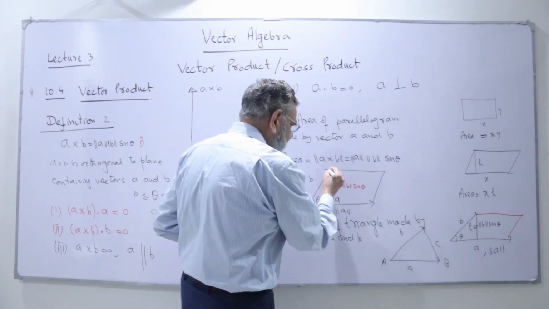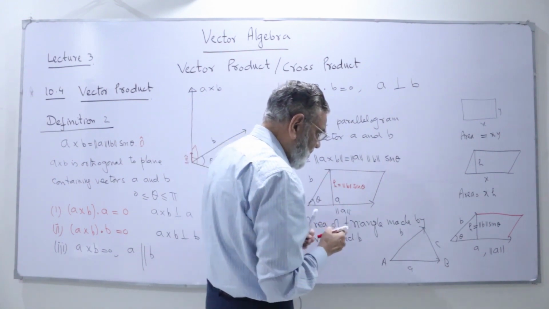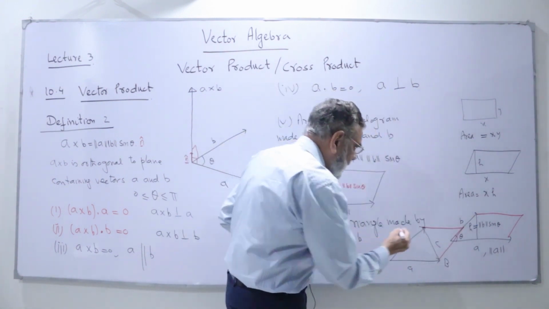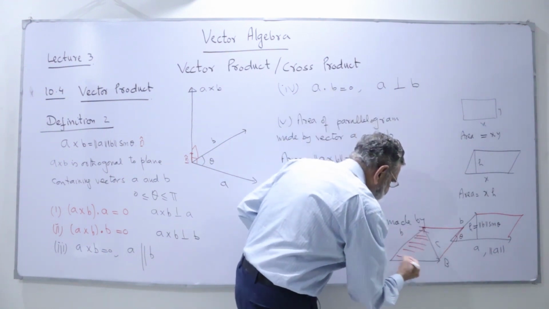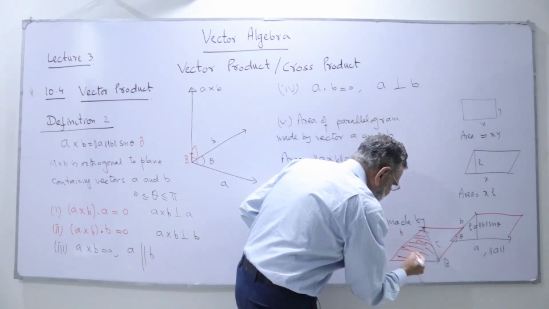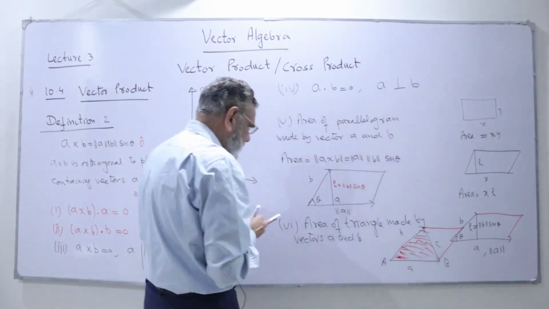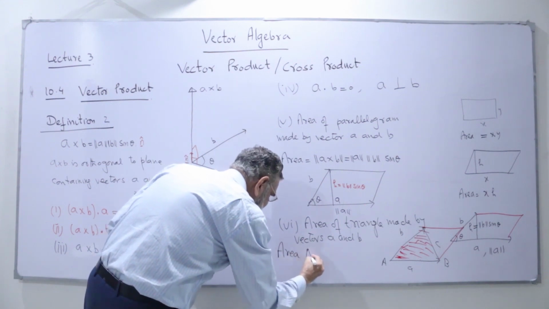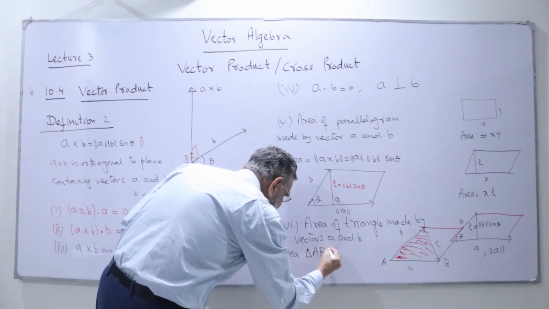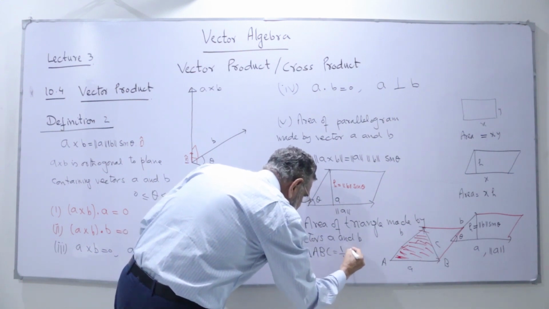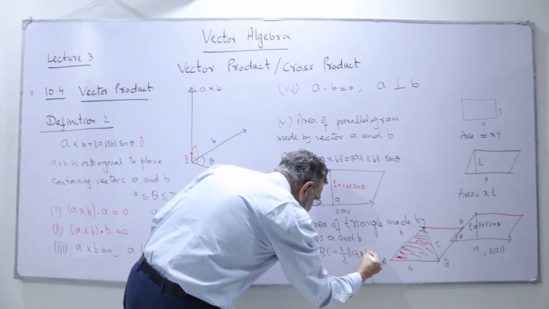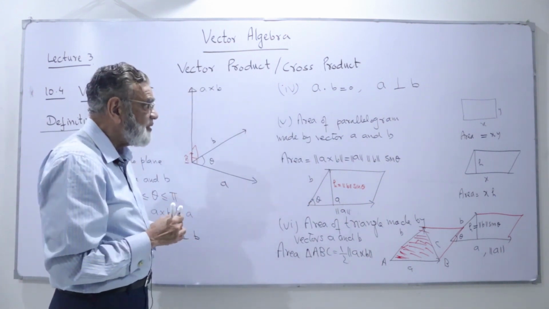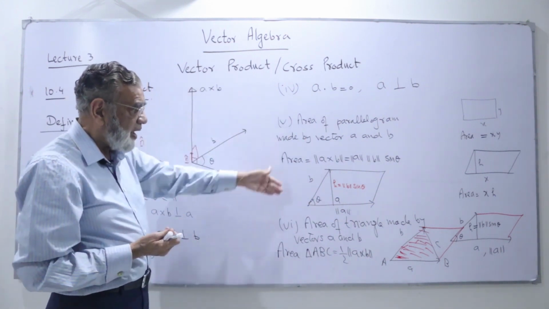So you can see here, if I complete this one, it will be my parallelogram. So what am I taking? I'm taking half of that one. So when we want to find the area of the triangle ABC, the area of triangle ABC is equal to 1 by 2 the magnitude of A cross B. That's half the magnitude for the parallelogram. So that's the idea that we can find here the area of the parallelogram and the area of the triangle.